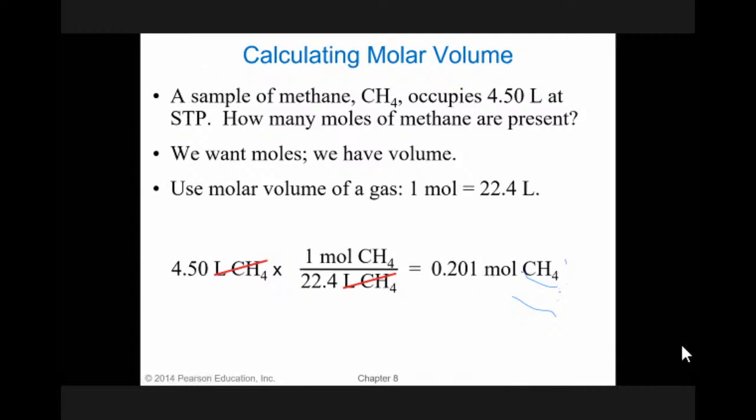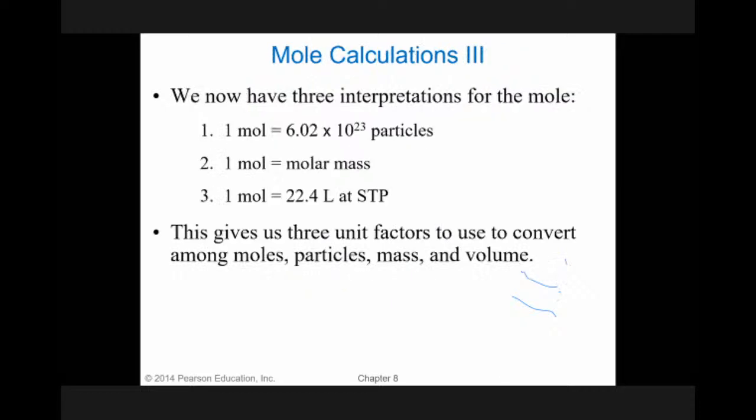A sample of methane, CH4, occupies 4.50 liter at STP. So when you see STP, a bell should ring. The temperature is 0 degrees, the pressure is 1 atmosphere, and the volume is 22.4 liters. That's your ring bell. So in 1 mole, we have volume, so use the molar volume of a gas. What's the molar volume? Go back to number 3. 1 mole is equal to 22.4 liter. That's the molar volume.